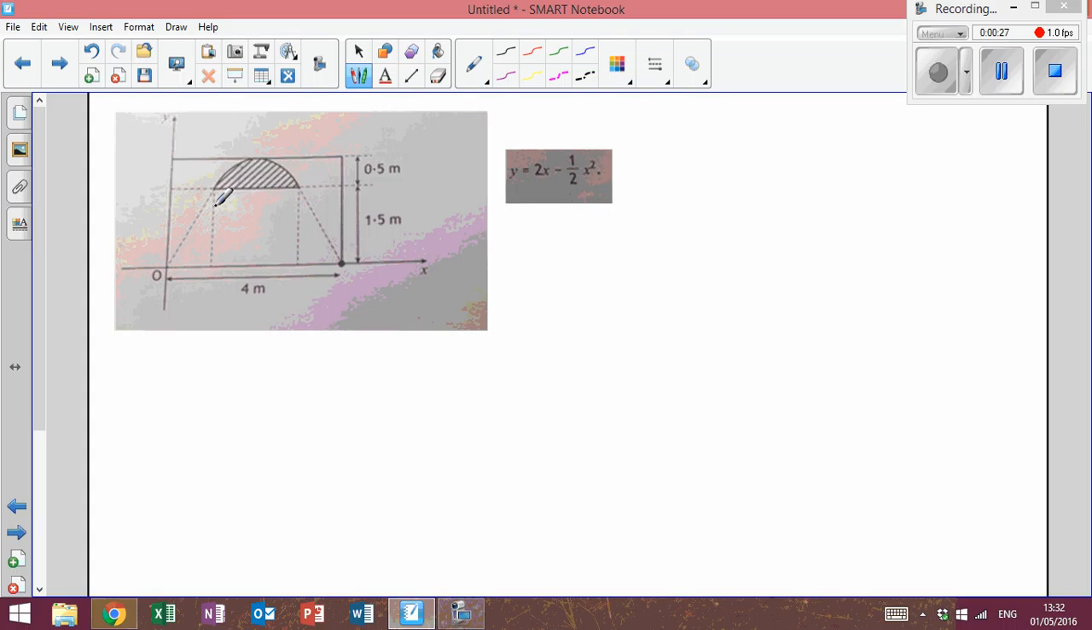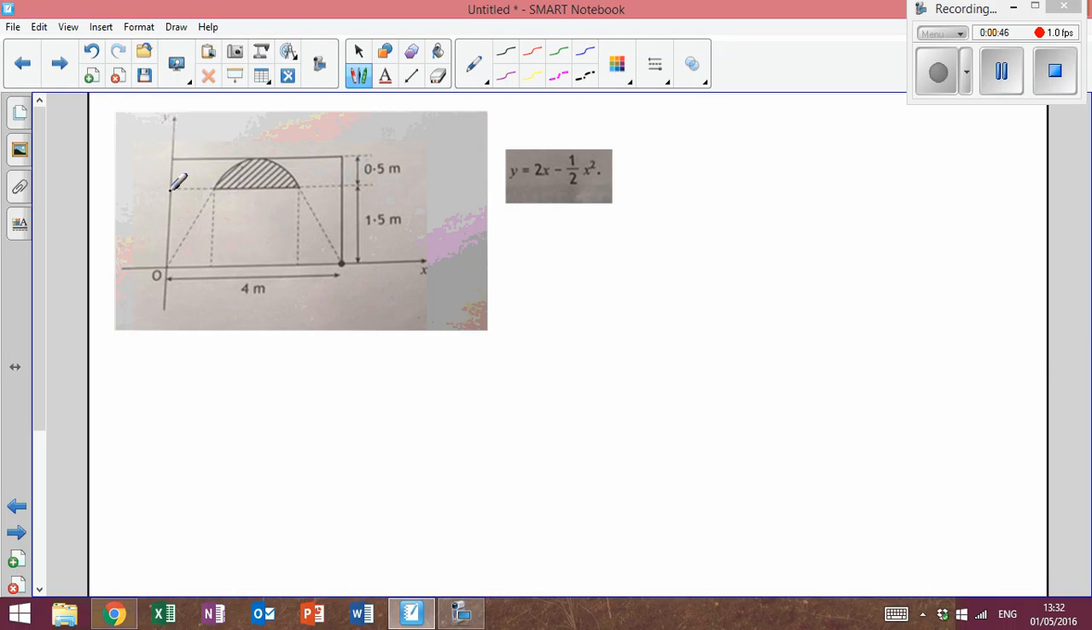Here's what I've got in terms of my diagram. I'm looking for that shaded area, and that's the equation of the curve that goes above that curved section there. So we're looking for the area between this curve and this line. Okay, if we're looking for the area between two functions or two curves, we're going to be integrating.